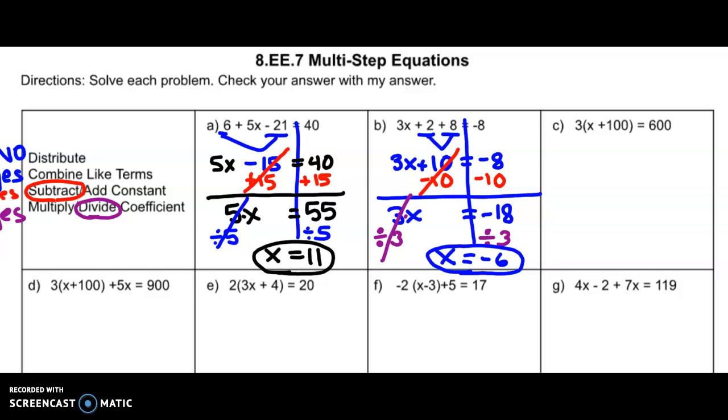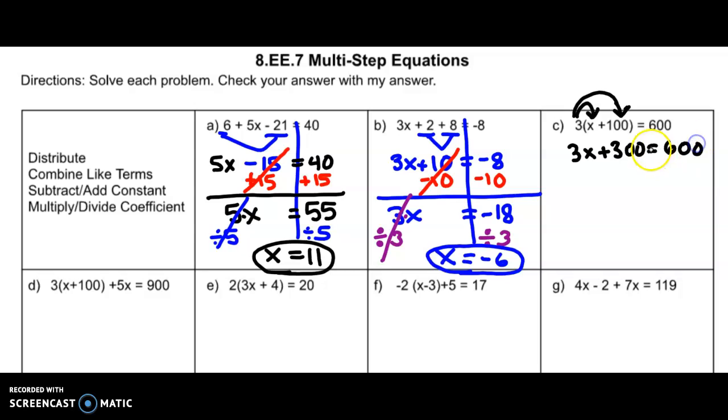the next example. So the next example, I am going to also check for my steps. So the very first step is to check if I need to distribute. And it looks like I do. So I am going to distribute the 3 and I'm going to multiply it to x and I'm going to multiply it to 100. So 3 multiplied to x is 3x and 3 multiplied to 100 is going to be 300. So all I did was distribute my 3.